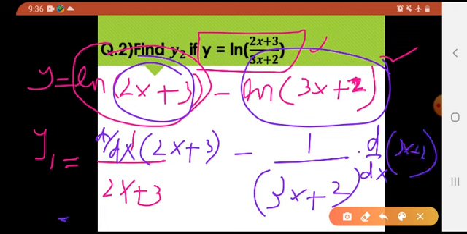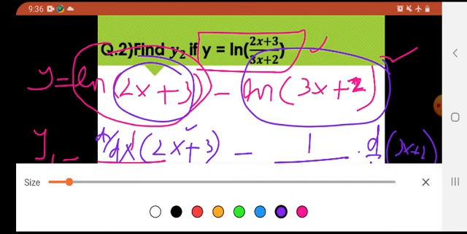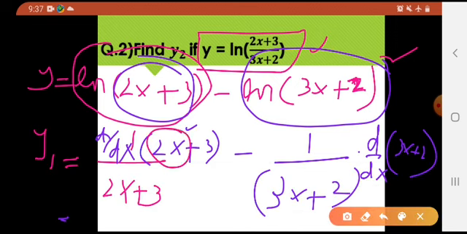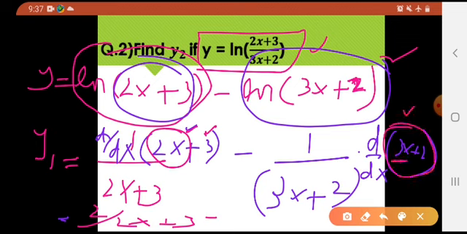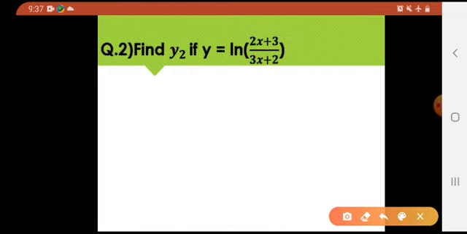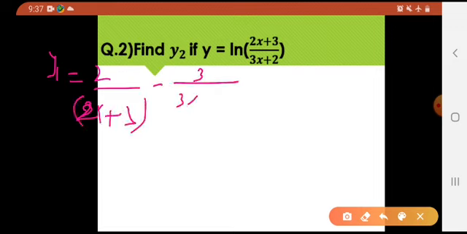So let us check it out. What is the derivative of this 2x plus 3? We all are familiar with this. The derivative of this 2x would be 2. X का derivative 1 हो गया and this is a constant term, it would be 0. So the only term which we would be having in the numerator is 2. So it would be 2 divided by 2x plus 3 minus. What about this? 3 आएगा हमारे पास यहाँ से and 2 would become 0. So it would be 3 divided by 3x plus 2 only. This is my y1. Clear? What is my y1? 2 divided by 2x plus 3 minus 3 divided by 3x plus 2.